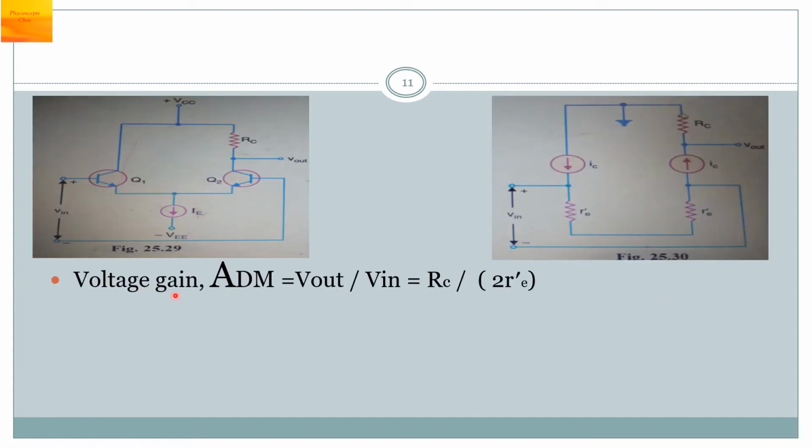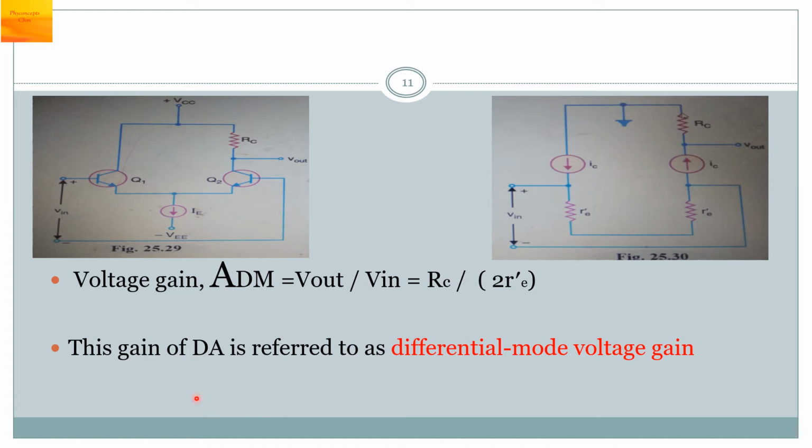We will find the voltage gain, which we denote as A suffix dm, that is vout upon vin, and that comes as RC upon 2 RE dash. The vin will get cancelled out and we will get this equation. This gain is referred to as the differential mode voltage gain.